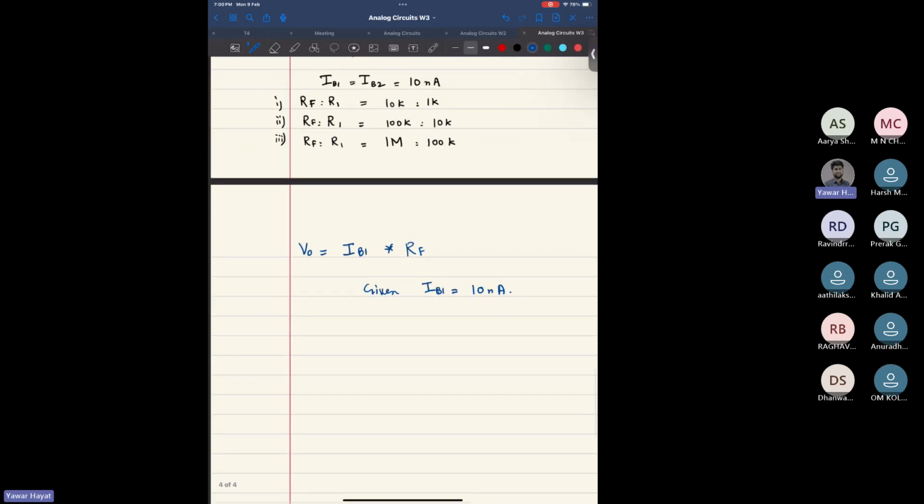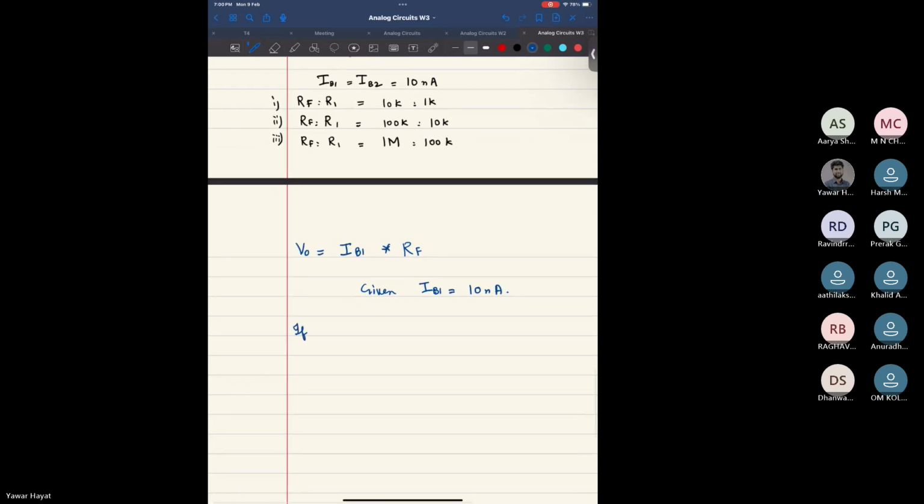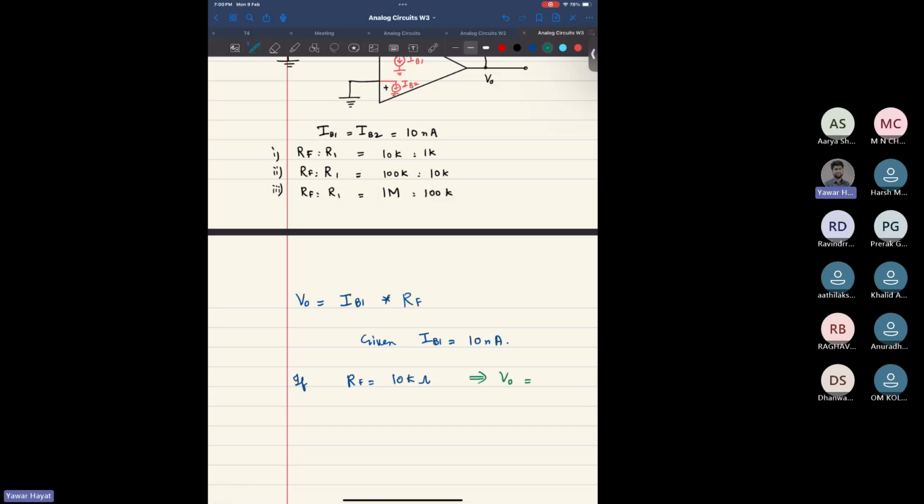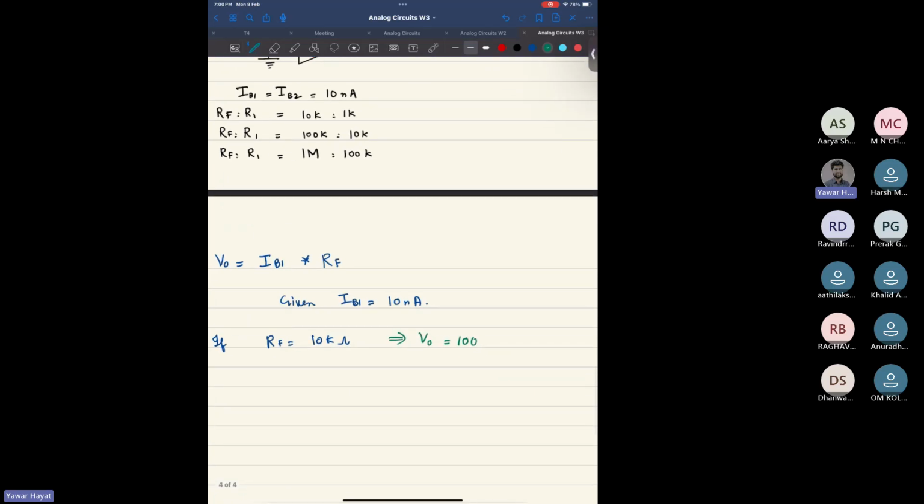right? Now, if your RF is 10 kilo, right? For this case, it's 10 kilo, right? What is V output? V output would be what? 100 microvolt, correct?